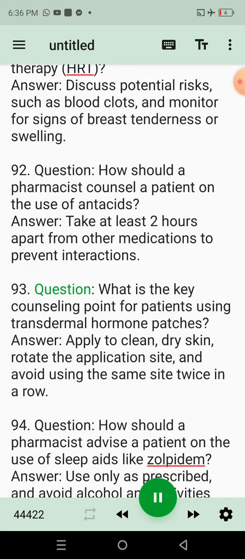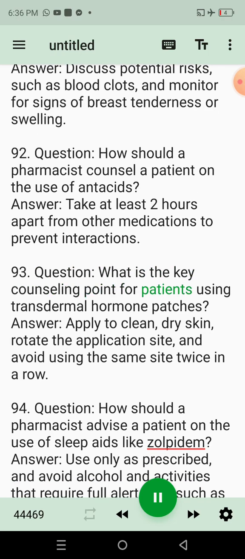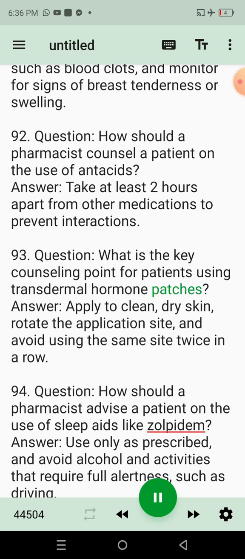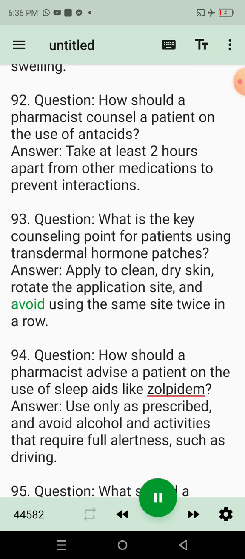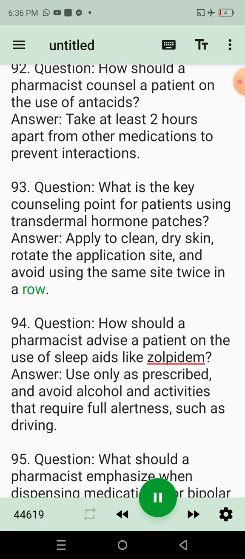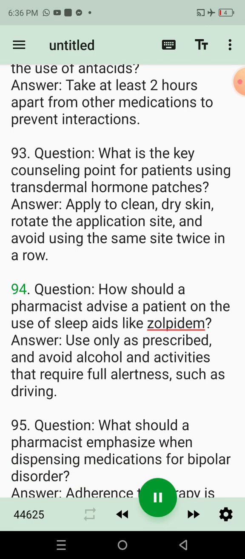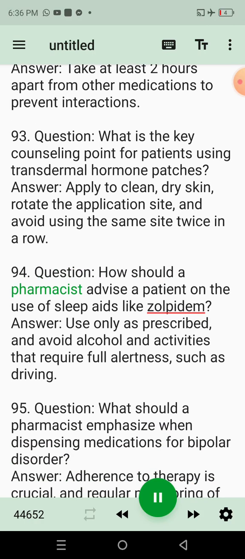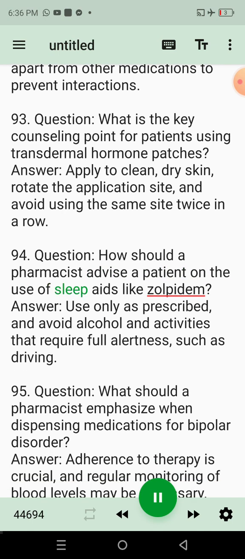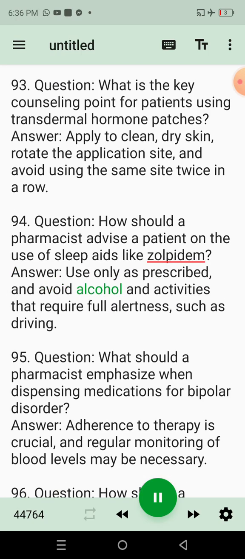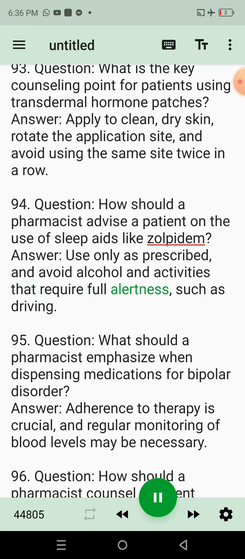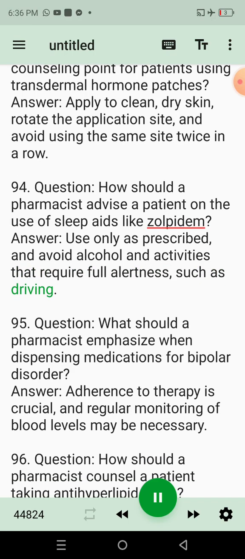93. Question. What is the key counseling point for patients using transdermal hormone patches? Answer. Apply to clean, dry skin, rotate the application site, and avoid using the same site twice in a row. 94. Question. How should a pharmacist advise a patient on the use of sleep aids like Zolpidem? Answer. Use only as prescribed, and avoid alcohol and activities that require full alertness, such as driving.